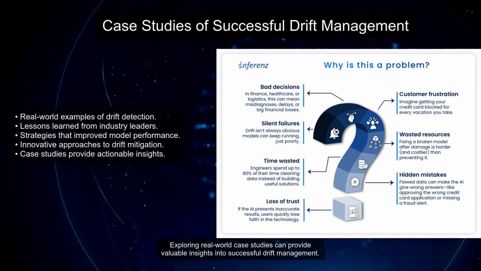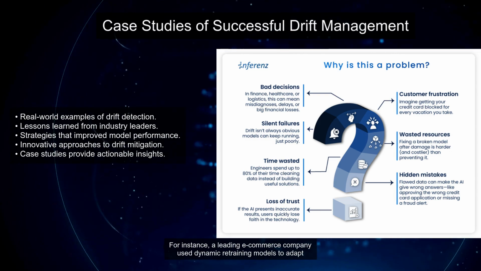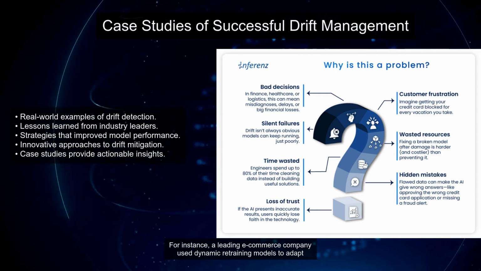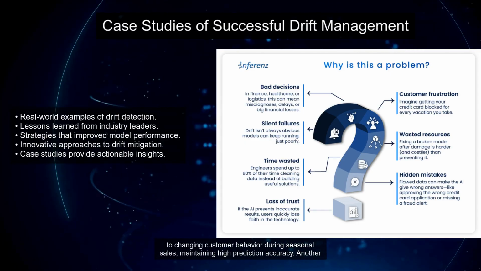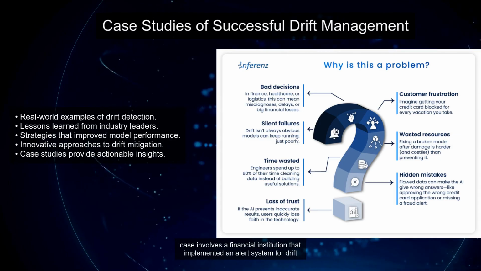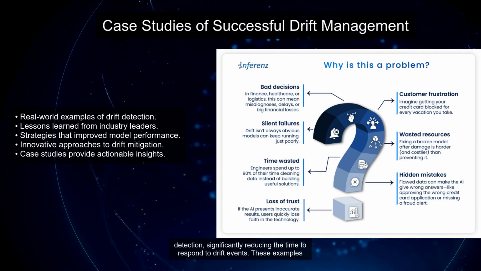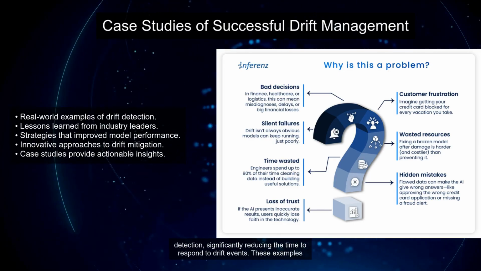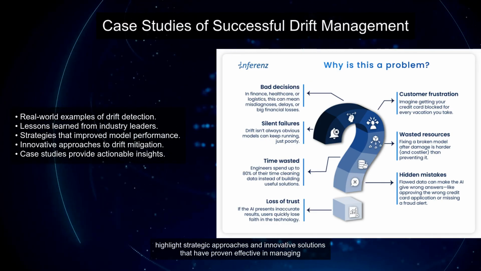Exploring real-world case studies can provide valuable insights into successful drift management. For instance, a leading e-commerce company used dynamic retraining models to adapt to changing customer behavior during seasonal sales, maintaining high prediction accuracy. Another case involves a financial institution that implemented an alert system for drift detection, significantly reducing the time to respond to drift events.